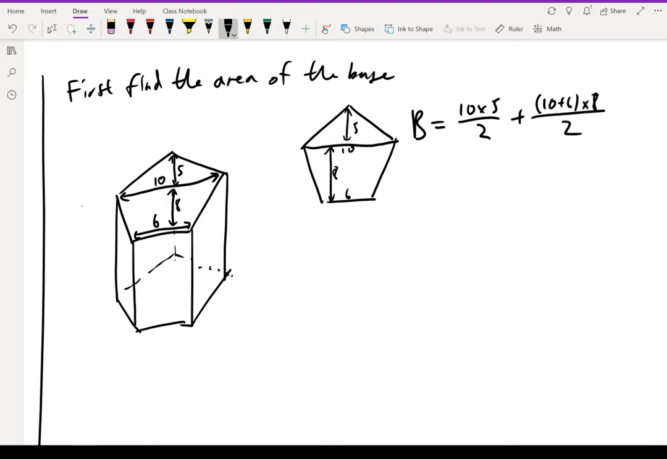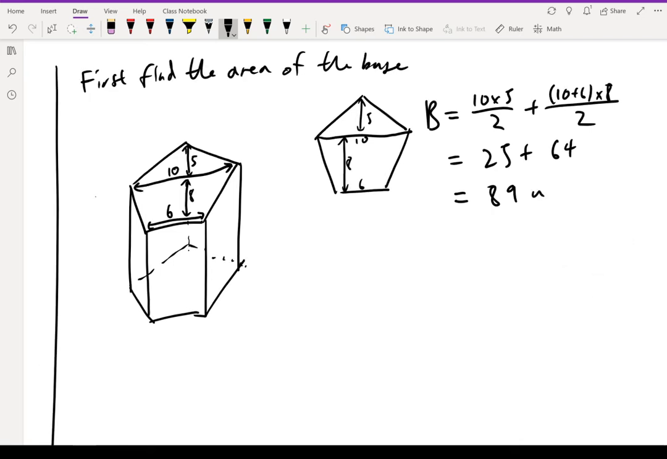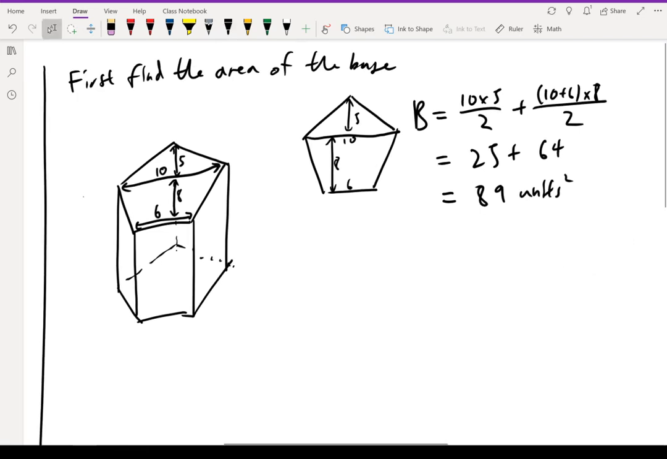Once you put them together, 10 times 5 divided by 2 is 25, plus 10 plus 6, which is 16. 16 divided by 2 is 8, times 8 is 64. So we have 25 plus 64, and once you add them together, that's 89 square units. You can write squared units. So this is the area of the base.